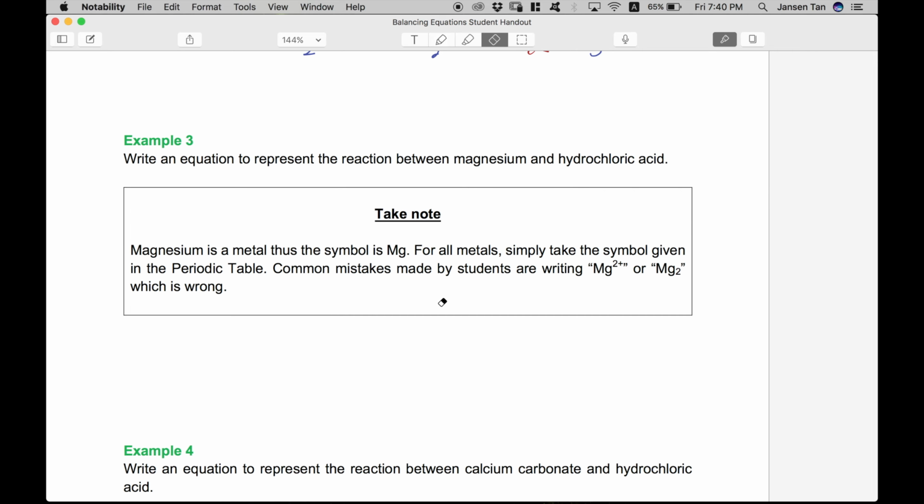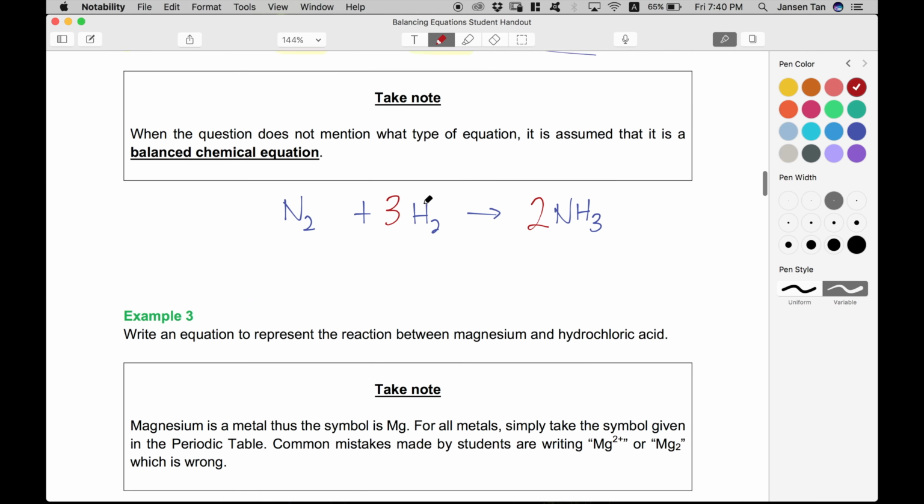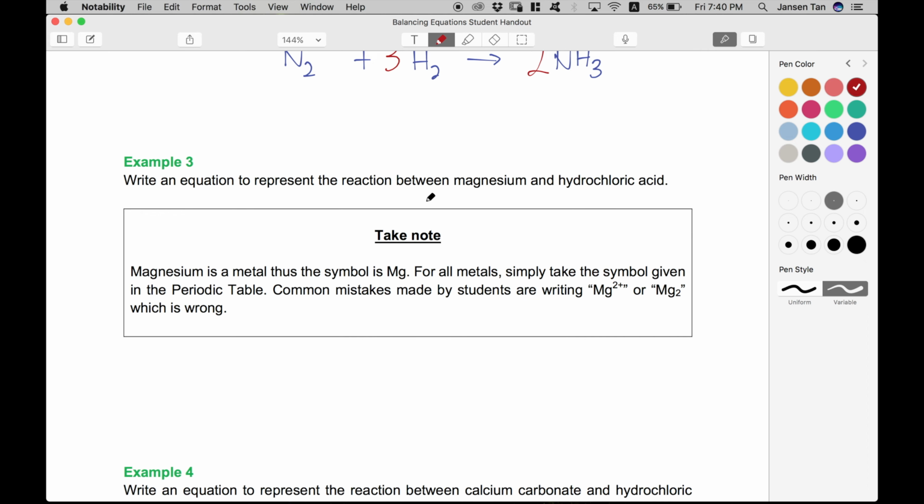Moving on to example 3, write an equation to represent the reaction between magnesium and hydrochloric acid. So magnesium is Mg. Okay. Many students tend to write Mg as Mg2+ or Mg2. These are wrong because we are referring to the element itself, not the ion.